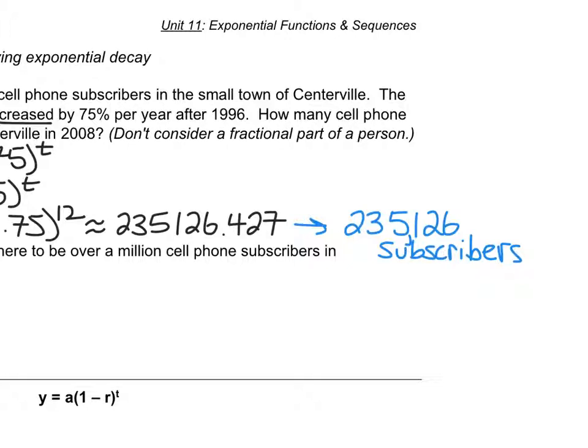So anyway, based on the rounding, it would be this number. But even if this were 235,126.927, it would still go to 126. Because of this little bit of instruction here: don't consider a fractional part of a person. Which means that unless you've gotten to a whole person, you can't assume a whole person. So if this were a 0.9, we haven't gotten to the 127th person, so we can't just round up. You can't just say, well, we pretty much have the 127th person.